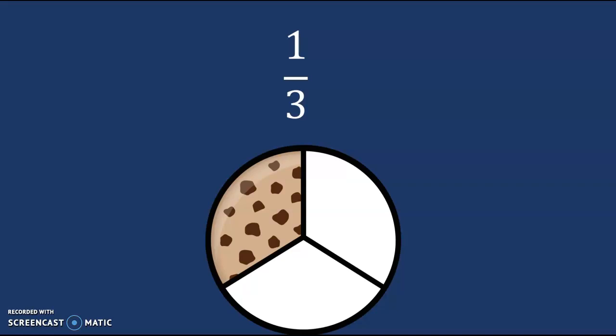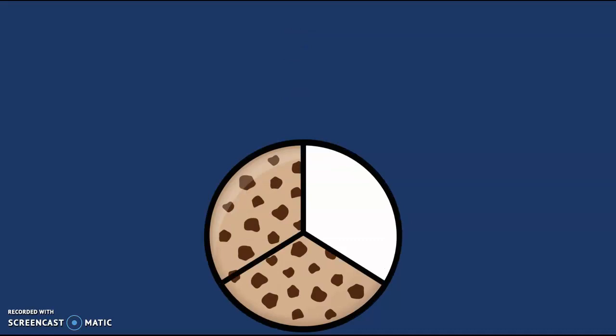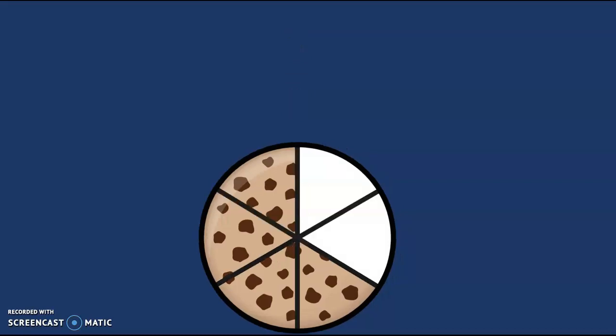1/3. 1 out of the 3 pieces are there. 2/4. 2 out of 4 pieces total are there. 2/3. 2 of the pieces are there out of 3 total. Four-sixths. 4 pieces have cookies out of the 6 equal pieces total.